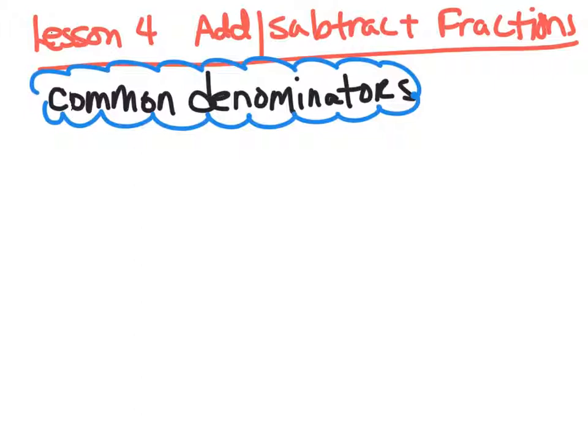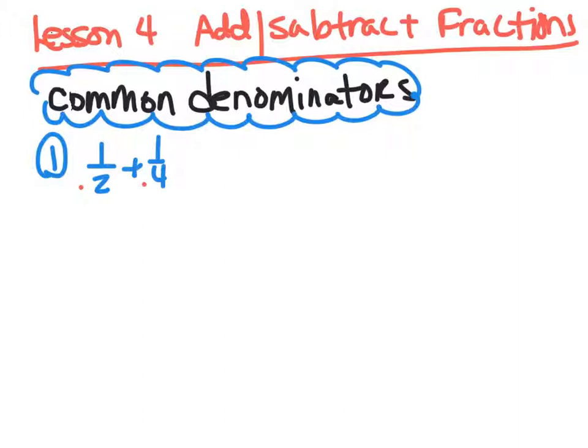So we're going to hit right into example 1, and it says find 1/2 plus 1/4. So there's no negative sign here, so you don't have to worry about the negative rules. But you notice that the denominators are both different. One's a 2 and one's a 4. So we must make them the same.